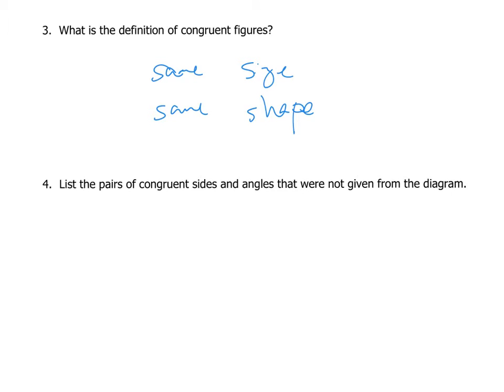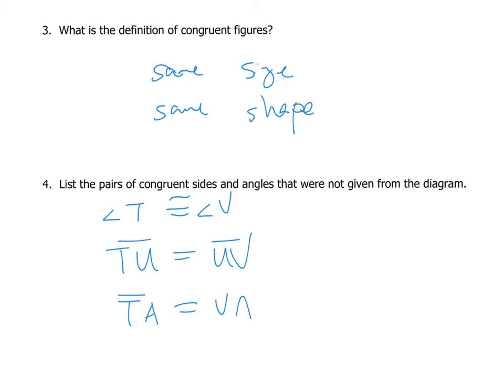And going back to our previous diagram, it's asking us to list all the other angles that are congruent and the sides that are congruent that we have not talked about. So by observation, you will be able to tell that T and V, the two angles, are congruent. TU is congruent to UV, and TA is congruent to VA. And that covers all three sides and all three angles.